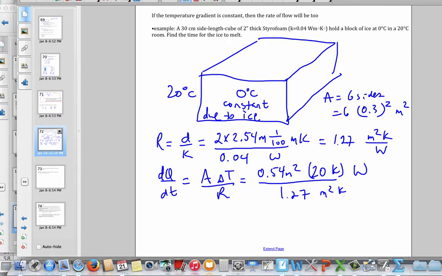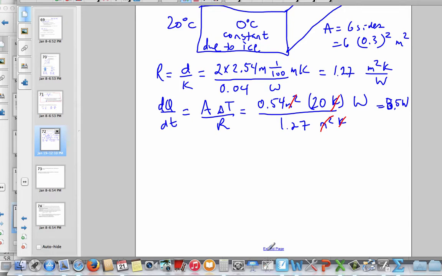So I said the units work out nicely. You see the meter squared here just cancels out the area. This Kelvin cancels out the temperature difference. And so we get a rate of flow of thermal energy in watts, joules per second, which is exactly what we expect. We get 8.5 watts of thermal energy flow through the walls of that cooler when it's maintained at a constant 0 inside. Now, if we're going to melt the ice, how much heat is actually required?